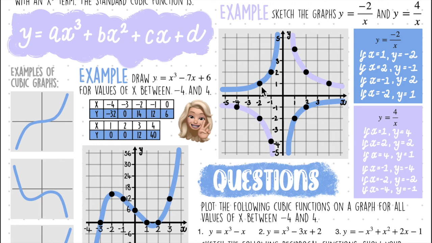So here I've got 4 points that I've found. I know what reciprocal graphs look like, and so I've just sketched them roughly and made sure they pass through the points that I've plotted. Let's look at the next one. y is equal to 4 over x.